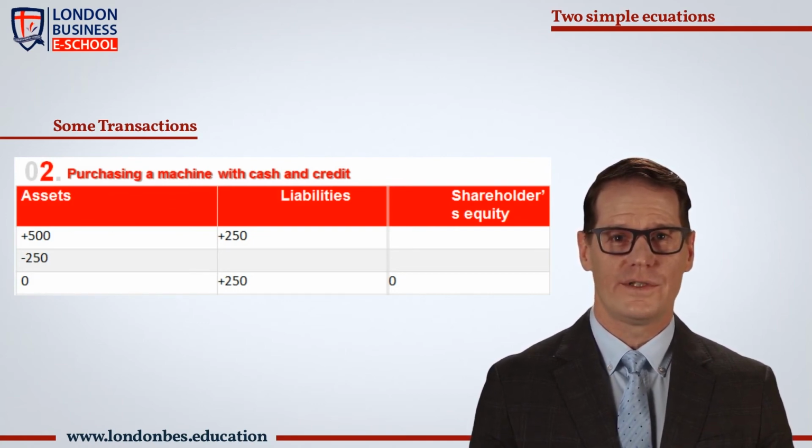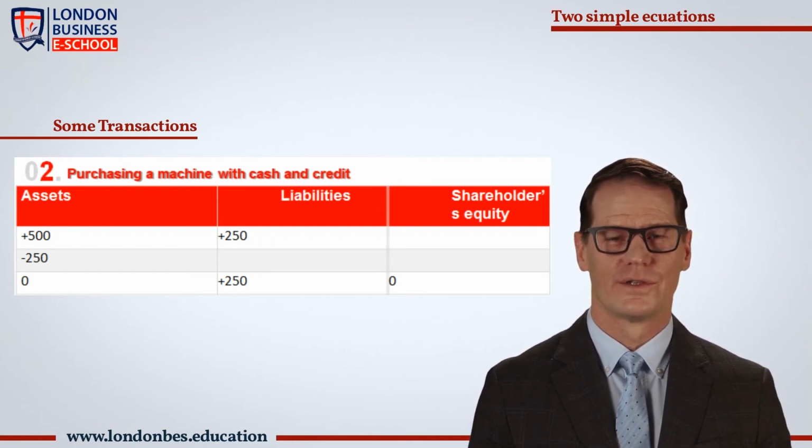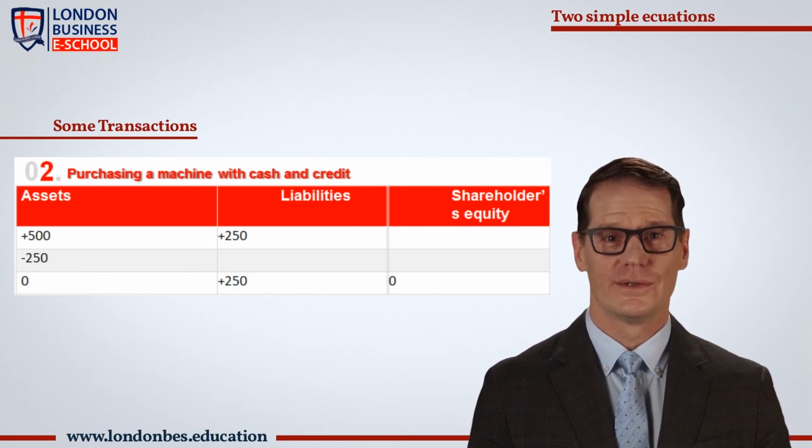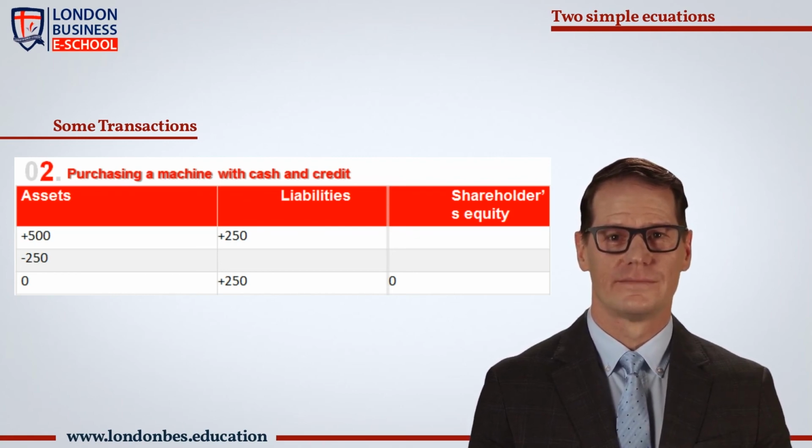2. Purchasing a machine with cash and credit. Company XYZ wishes to purchase a $500 machine, but it only has $250 of cash in its holdings. The company is allowed to purchase this machine with an initial payment of $250, but it owes the manufacturer the remaining amount. It would result in a debit to equipment of $500, a credit to accounts payable of $250, and a credit to cash of $250.